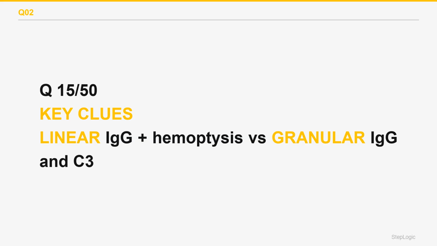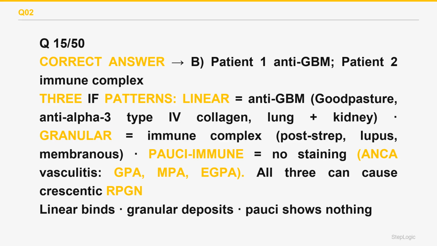Linear staining means antibody is bound directly and uniformly to a fixed antigen in the basement membrane itself. Anti-GBM disease, targeting the alpha-3 chain of type 4 collagen. Because that same antigen exists in the alveolar basement membrane, the lung is attacked too, giving the pulmonary-renal syndrome with hemoptysis known as Goodpasture. Granular or lumpy-bumpy staining means preformed immune complexes have deposited irregularly. Post-streptococcal disease, lupus, membranous nephropathy. Choice C reverses the two, and choice A collapses them. The correct answer is B.